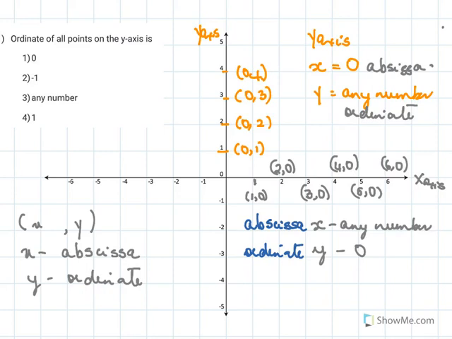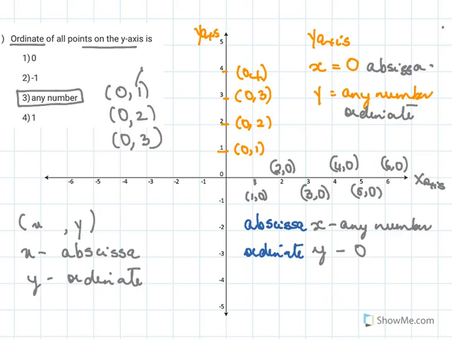So the question here is, ordinate of all the points on the y-axis is any number. The ordinate is the y. Points of the y-axis are in this manner: 0, 1, 0, 2, 0, 3. This is the ordinate, the y-coordinate, which can be any number. It could be 0, it could be 2, it could be 3. But the abscissa is always 0 for the y-axis.